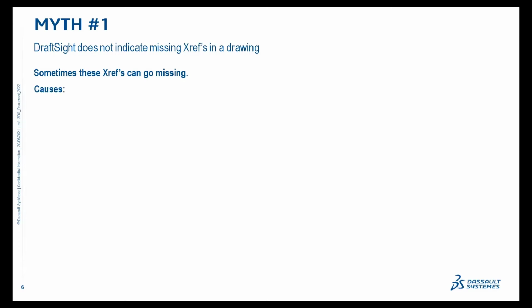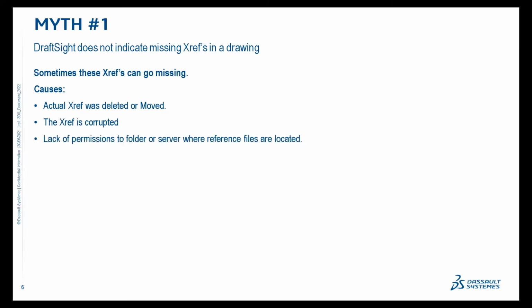Sometimes these XREFs might go missing for various reasons, such as the actual XREF file was deleted or moved from its original location, or the XREF got corrupted, or you lack permissions to the folder or server where these reference files are located, or even the reference file has been renamed. Irrespective of the reason the XREF went missing, it is very important that users be flagged for missing XREFs that are part of the composition of their drawing.